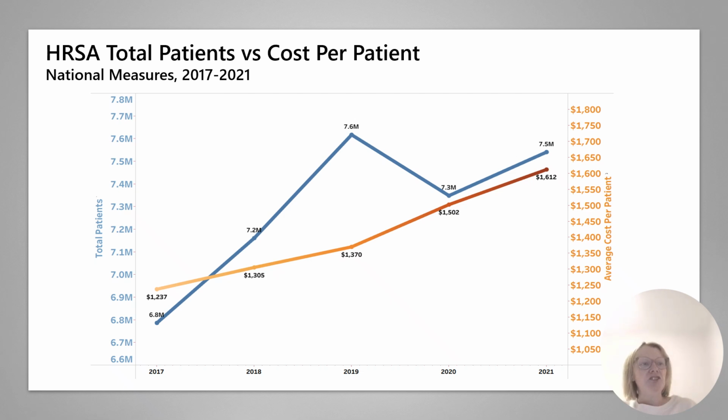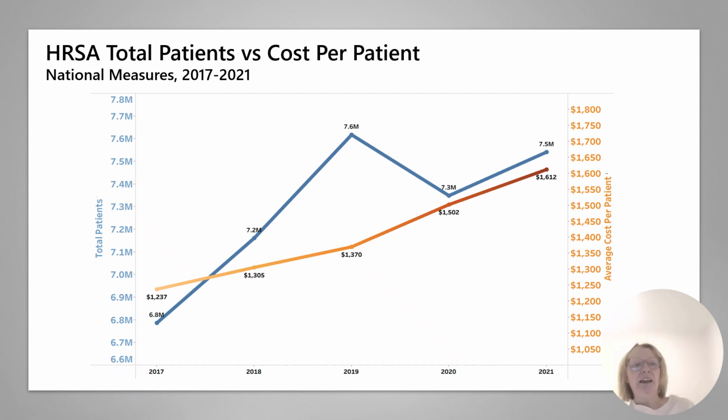This visualization shows the total number of patients and the average cost per patient from 2017 through 2021. The values on the left and the blue line represent the total number of patients nationally, and those on the right and the orange line represent the weighted average cost per patient.